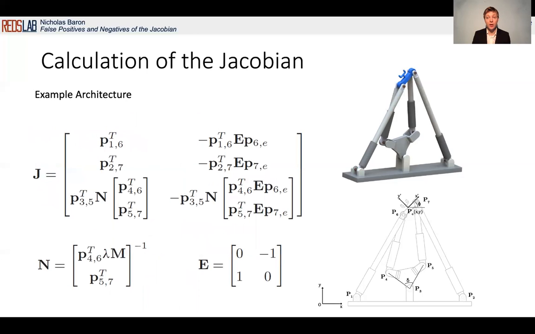So this was a very brief summary of how to compute the Jacobian for this mechanism. But the key takeaway I want to emphasize is that we needed to perform a matrix inverse in order to eliminate a redundant variable. And that's how we formulated the third row of the Jacobian.